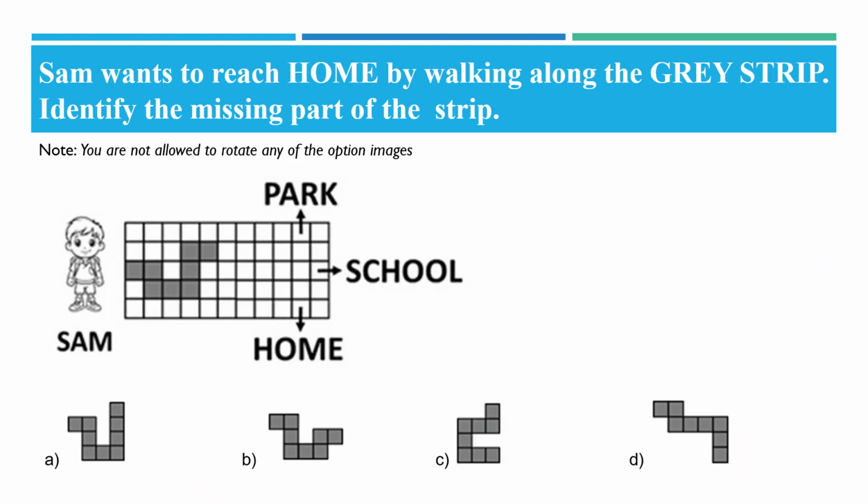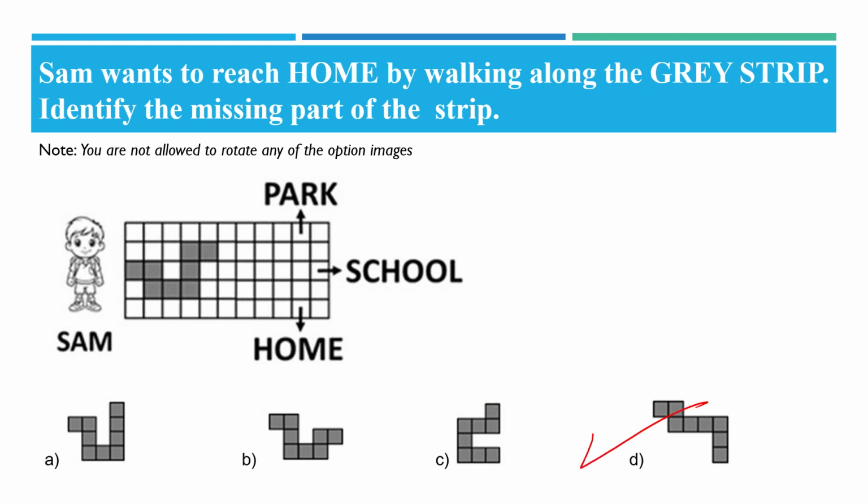Sam wants to reach home by walking along the gray strip. Identify the missing part of the strip. Home is here. Okay. I believe he should just go this way and come this way, but I don't see any of the options. Okay, let's see which one will match. See, this is starting from here, coming down, and it's going upward, so not A. And this is again going towards the right side, so not B. Obviously, it's not C because it's somewhere C shape. It's not ending towards home. And I go with option D.